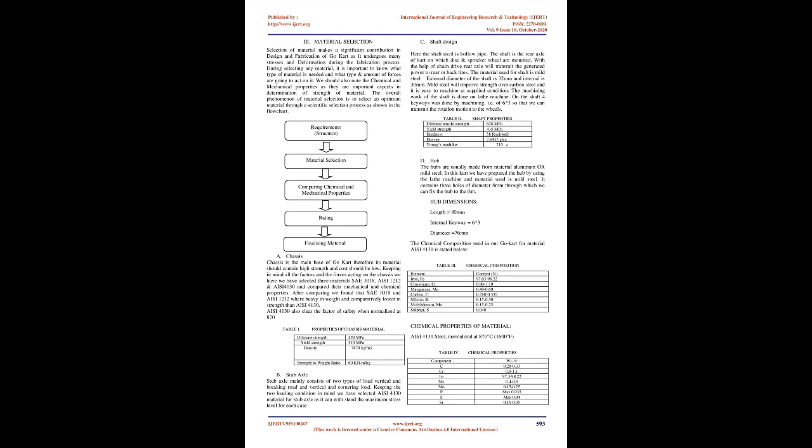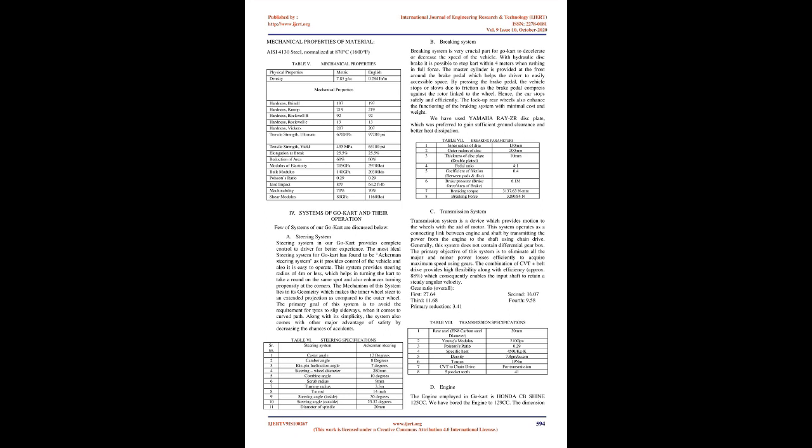D. Hub. The hubs are usually made from aluminum or mild steel. In this kart we have prepared the hub using the lathe machine and the material used is mild steel. It contains 3 holes of diameter 8 mm through which we can fix the hub to the rim. Hub dimensions: Length equals 80 mm. Internal keyway equals 6*3. Diameter equals 76 mm.